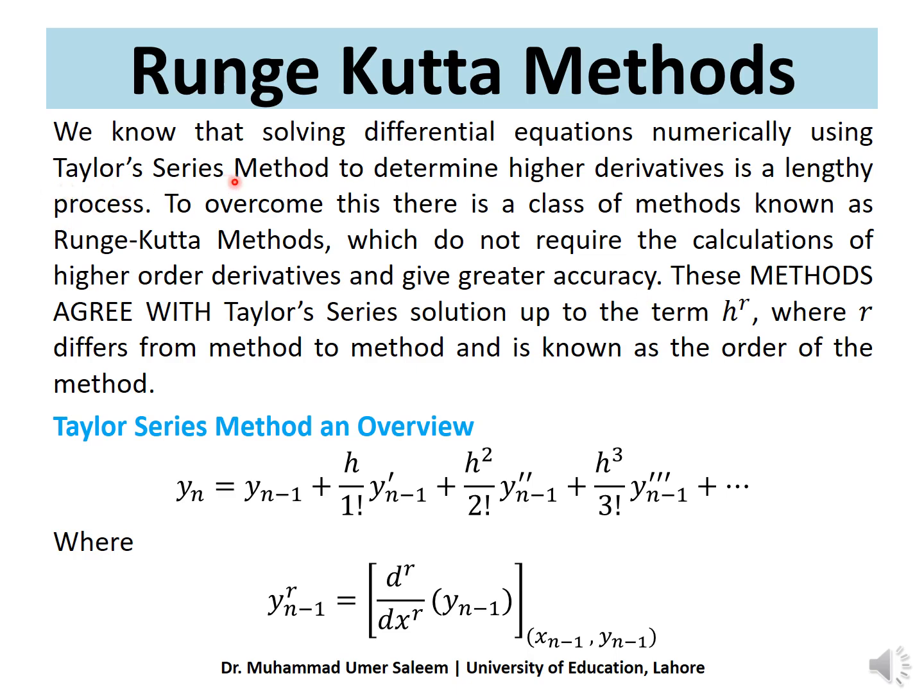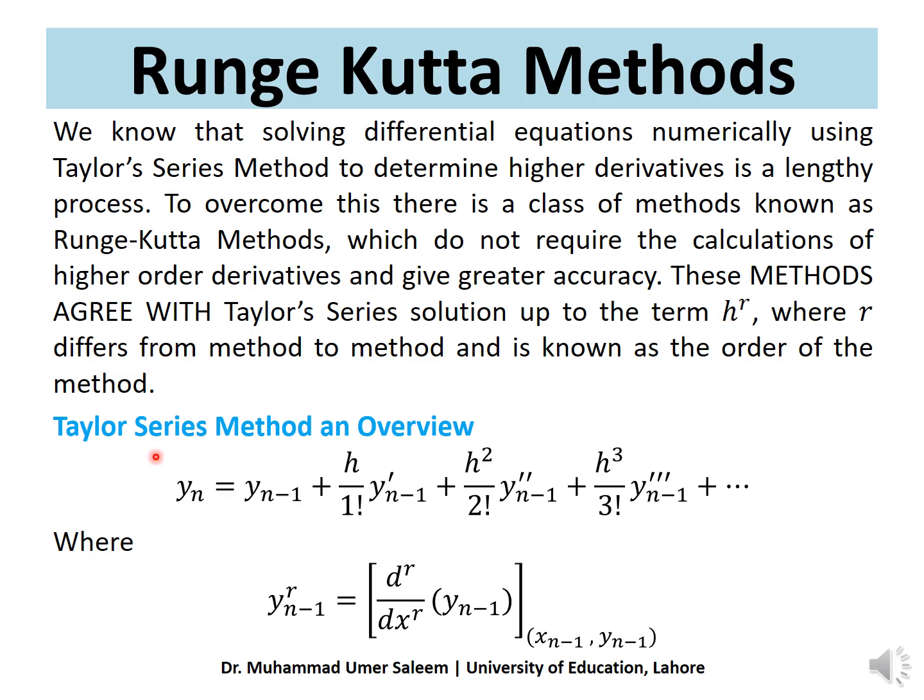I would suggest you must look at the Taylor series method. I'll be giving you an overview there, but you must have gone through this Taylor series method earlier, and you should review it again. These methods agree with the Taylor series solution up to the term h^r. So first match is with h, second with h square, third with h cube, and so on, where r differs from method to method, and this r is known as the order of the method.